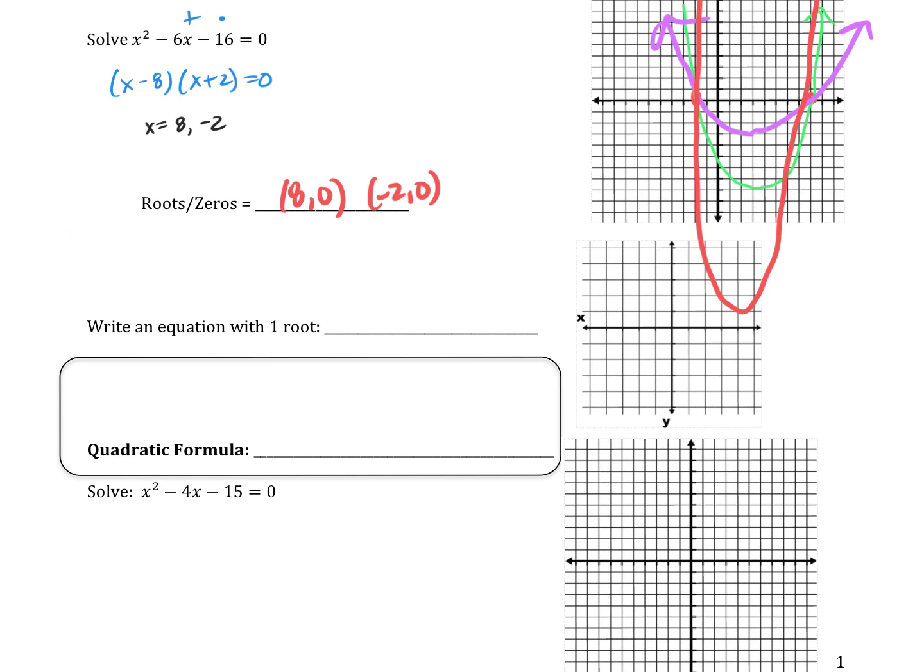All right, let's switch this up a little bit. Write the equation of something with one root. Crosses through once. Any of those. Any ideas? What would be the equation of one of them?